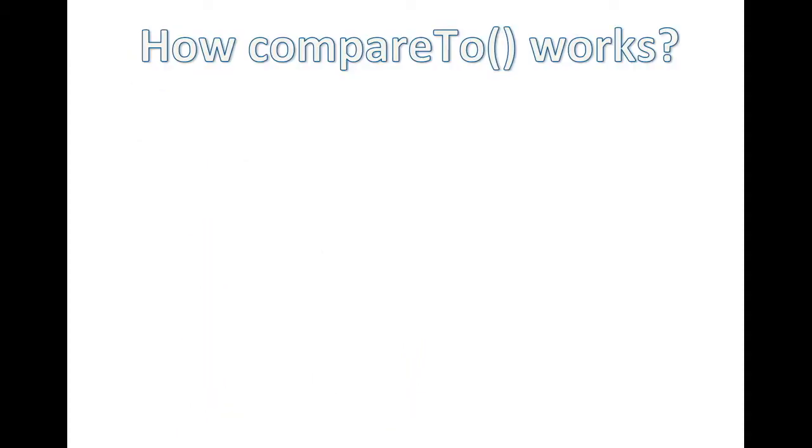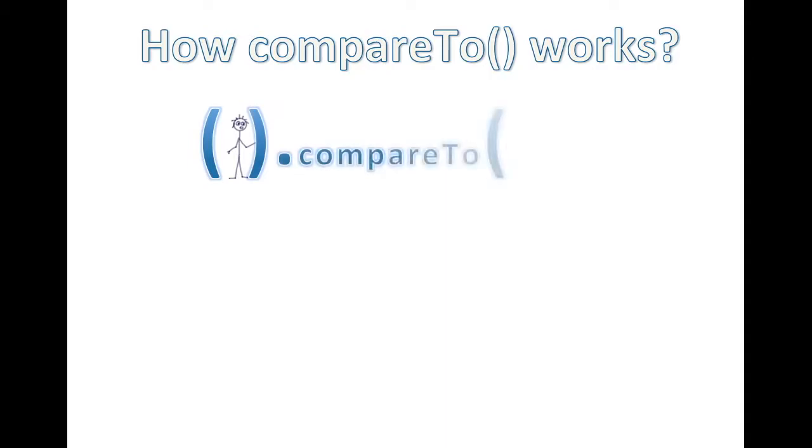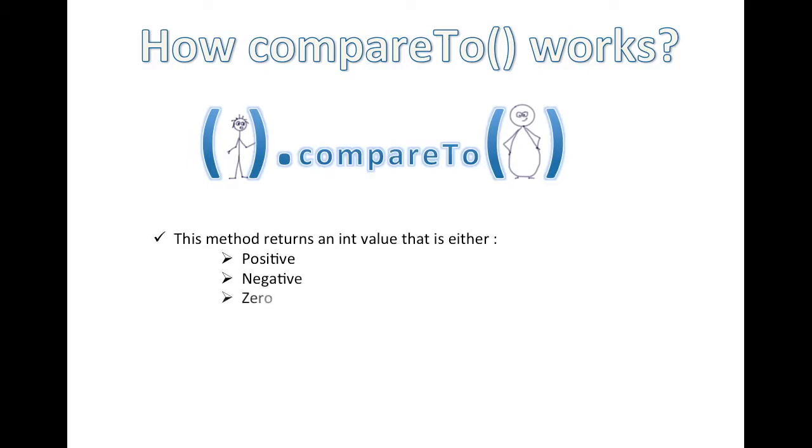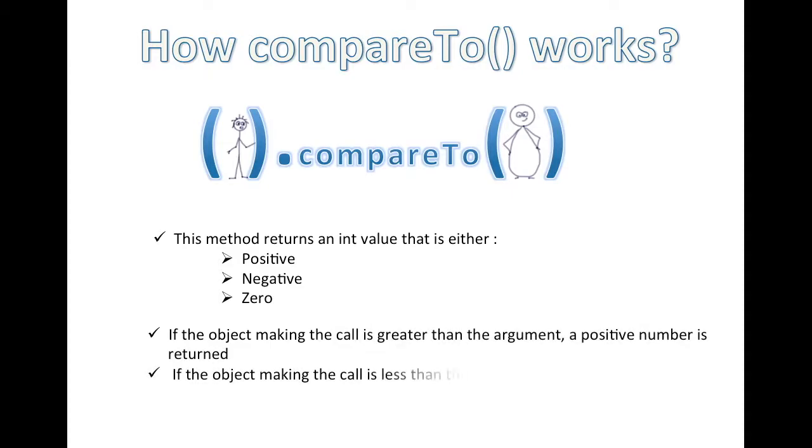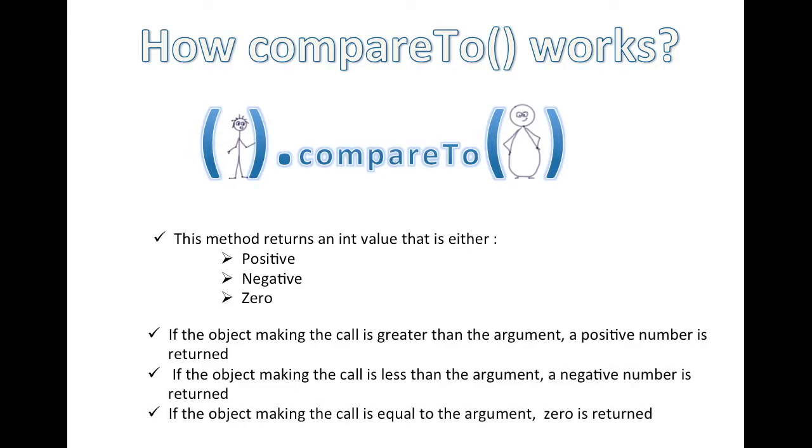So how does the compareTo method work? This method returns an int value that is either positive, negative, or 0. If the object making the call is greater than the argument, then a positive number is returned. If the object making the call is less than the argument, then a negative number is returned. If the object making the call is equal to the argument, then 0 is returned.